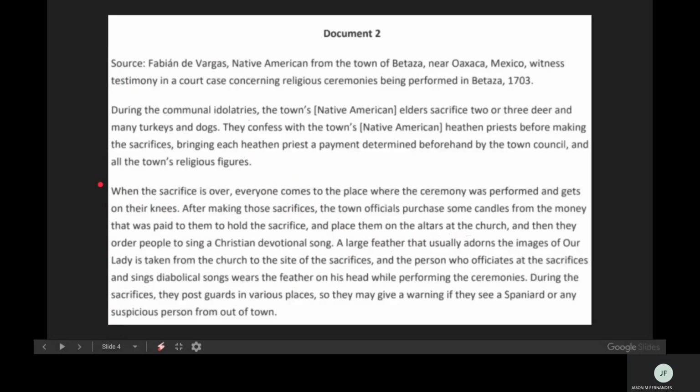So again, same two arguments, right? The continuity in traditional belief systems that's continuing, they haven't stopped.